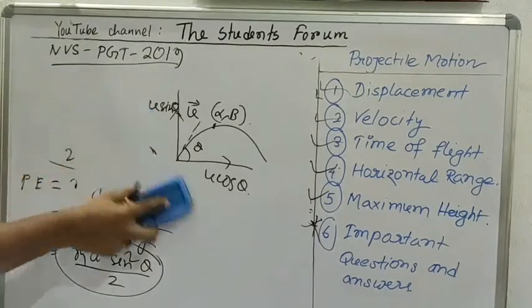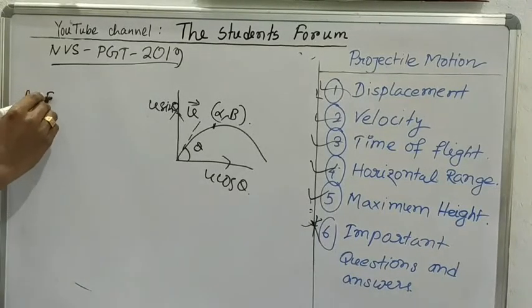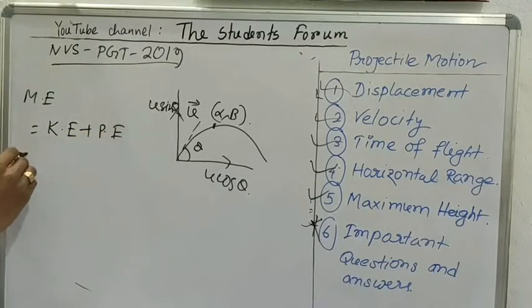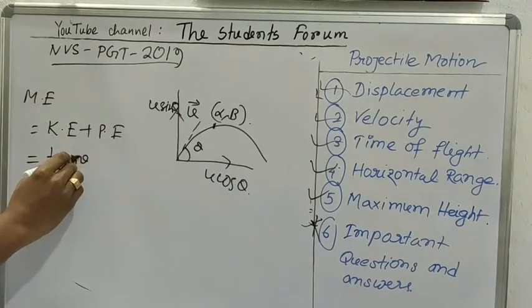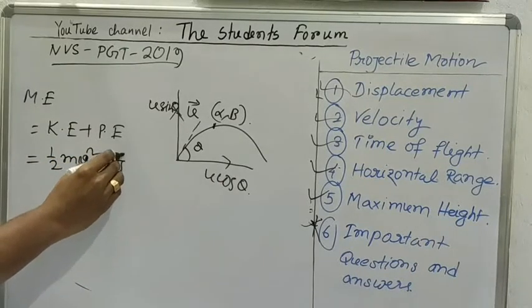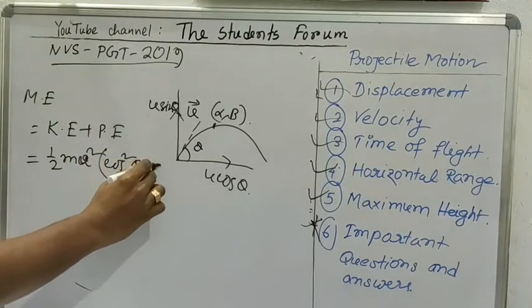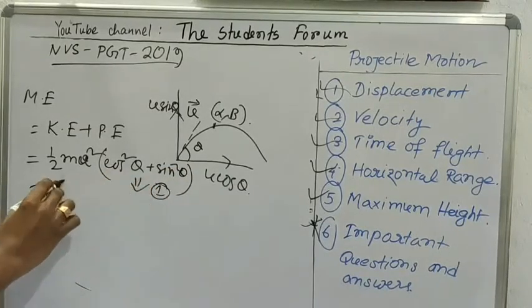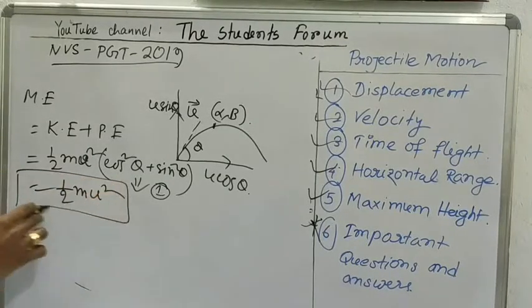So if we write the total energy or the mechanical energy is given by kinetic energy plus potential energy. That means half mv square, half m, that is u square cos square theta plus sin square theta. That is, the value is 1, there will be half mv square. Here it is u square. So the option is half mv square.